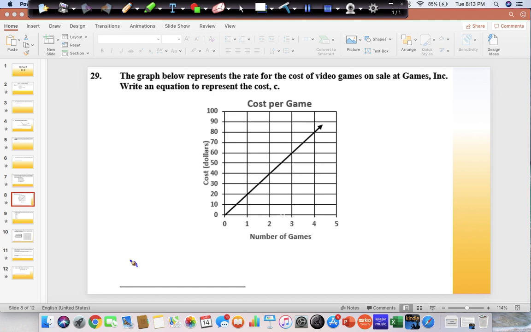Okay, so our cost is going to be equal to, we are paying $20 for one video game. So each video game is another $20. $40 for 2 video games. $60 for 3 video games. So each video game is $20. So $20 times the number of games will give you the cost for the amount that you will spend. So C equals 20G.